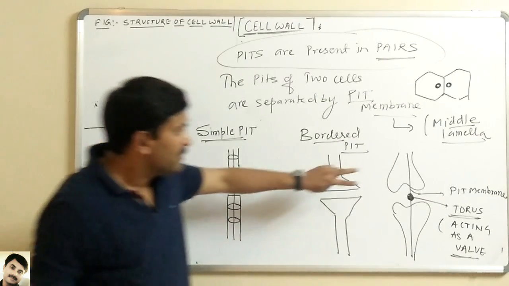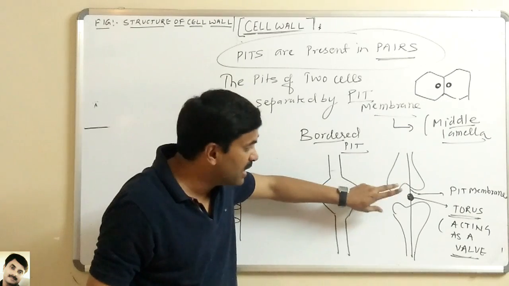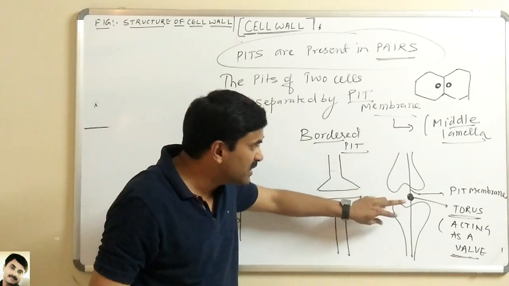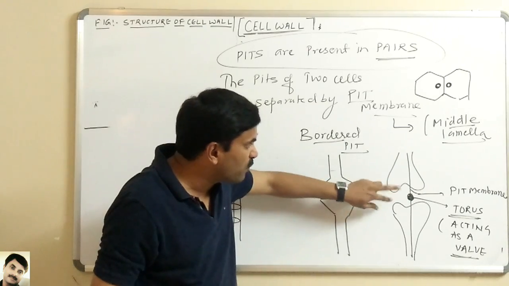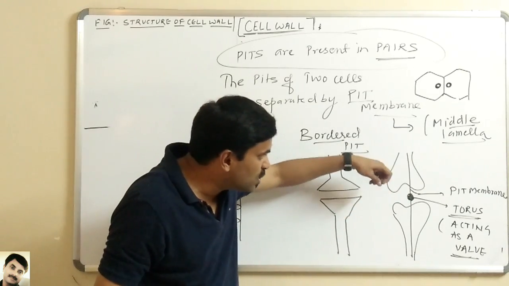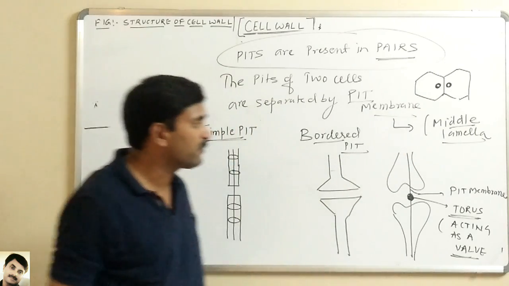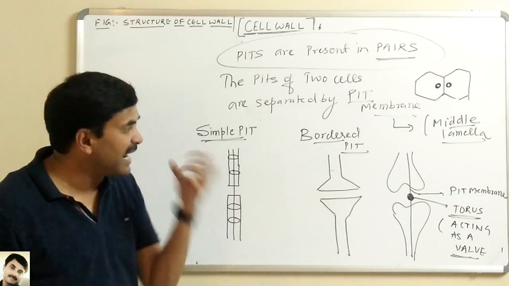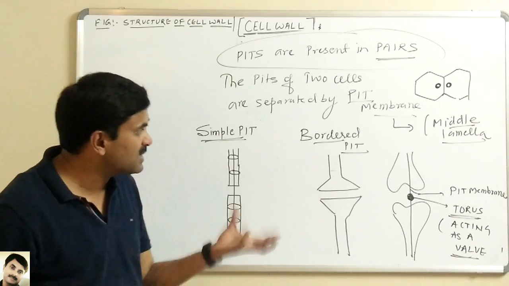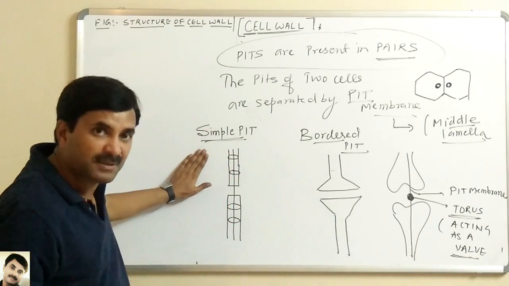Why? Because through the pits, substances are exchanged between the two cells. These substances are moving from one cell to another cell. So the control on this transport of substances is done with the help of the torus. That's why we can say that the torus is acting as a valve. So this is the bordered pit and this is the simple pit.